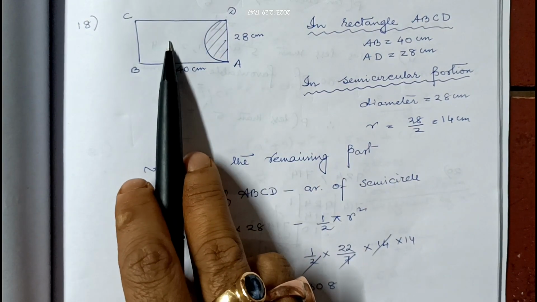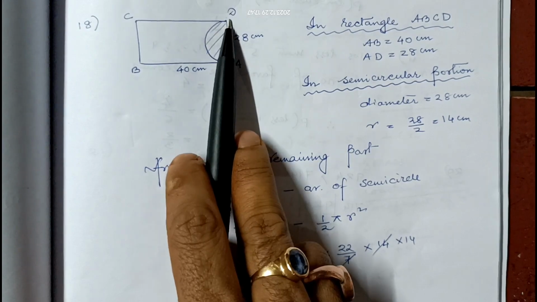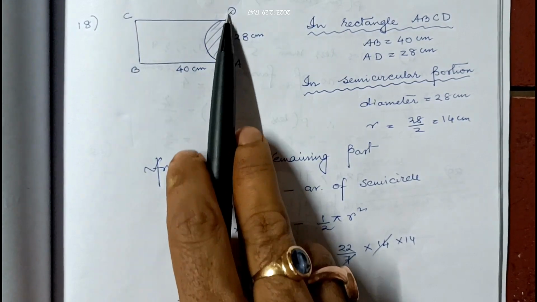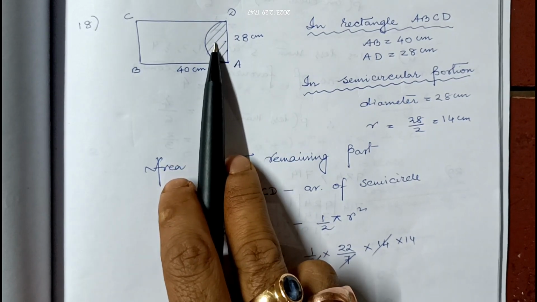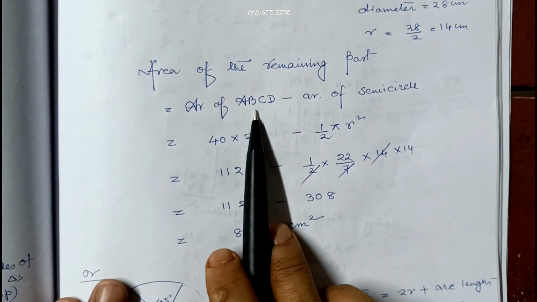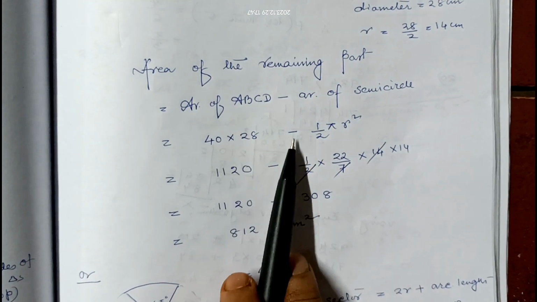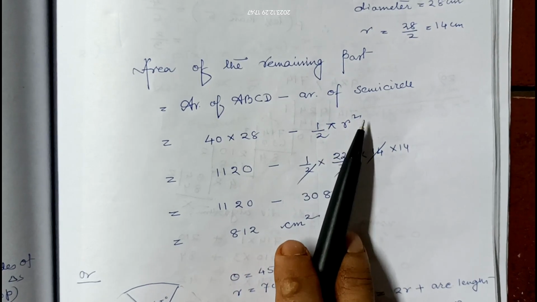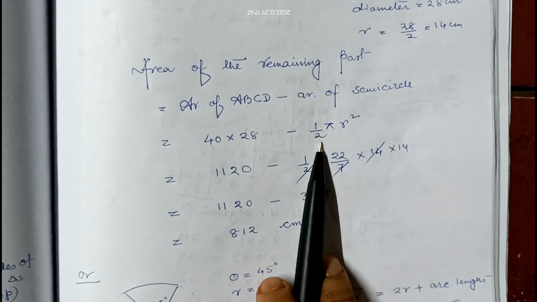So the area of the remaining part will be the area of the rectangle minus the area of the semicircle. We know the area of a rectangle is length into breadth, and the area of the semicircle is pi r square by 2. So we can write the area of the remaining part is area of ABCD minus area of semicircle. Rectangle: length into breadth, minus half pi r square. Pi r square is the area of a circle. For a semicircle, you have to divide by 2.